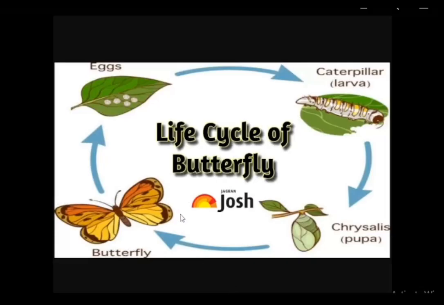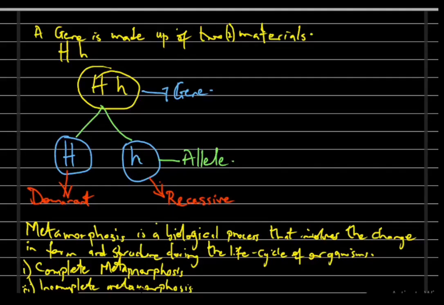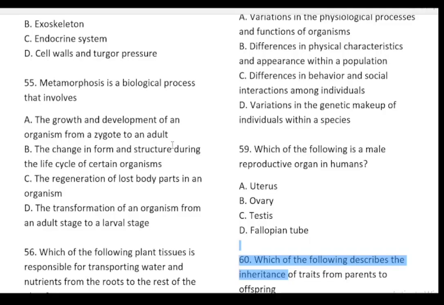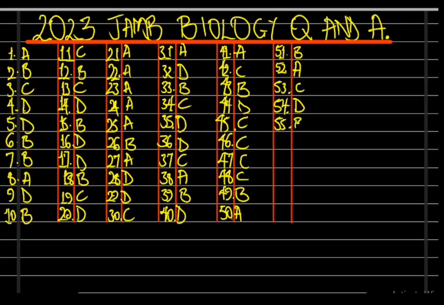This is an example of what complete metamorphosis looks like. You can see egg turning into caterpillar, to the pupa, to butterfly. So this is an example of complete metamorphosis. So we can also have incomplete, where it moves from the egg to pupa and then the adult, something like that. So those are the two types of metamorphosis that we have. It is the change in form and structure during the life cycle of certain organisms. So that is option B.